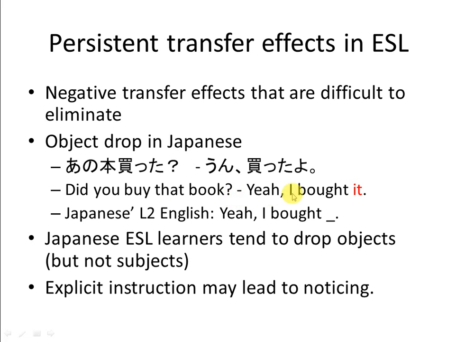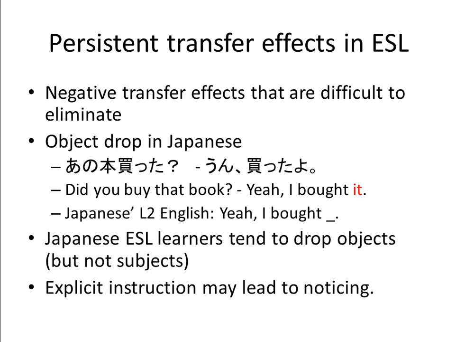And Japanese people tend to say things like, yeah, I bought, without saying it. They say the subject, but they don't say the object. More accurately, they say the subject pronoun, but they don't say the object pronoun. So Japanese ESL learners tend to drop objects, but they don't drop subjects. They know that we shouldn't drop the subject in English, but they don't really know that we shouldn't drop objects either.